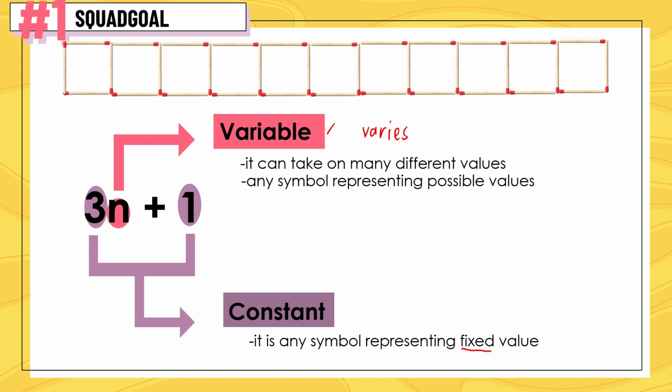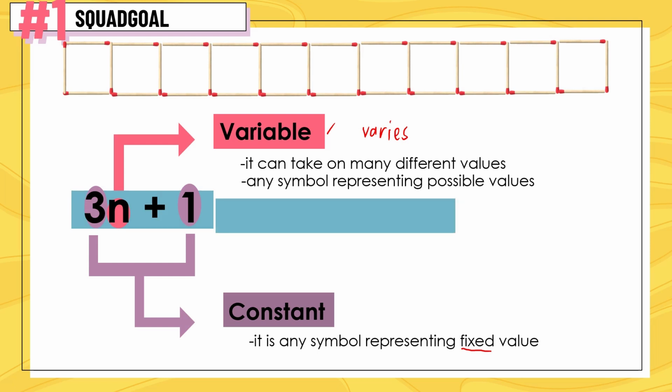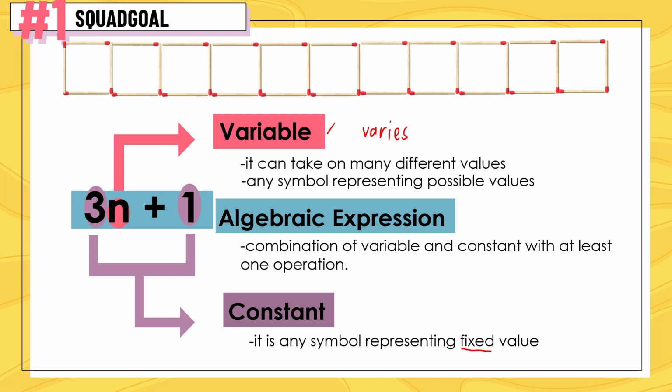Here's another, what if we combine these two? 3n plus 1. We combine variable and constant. That is what we call an algebraic expression. So, to fully define algebraic expression, here it is. It is a combination of variables or variable and constant or constants with at least one operation. Please take note, with at least one operation.